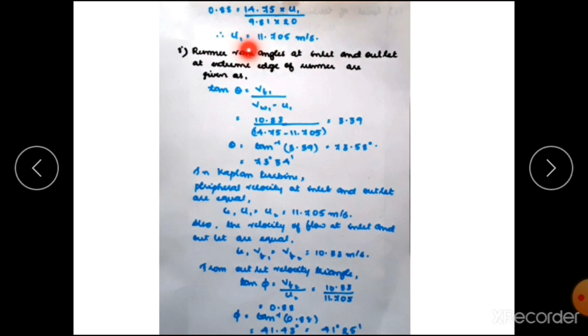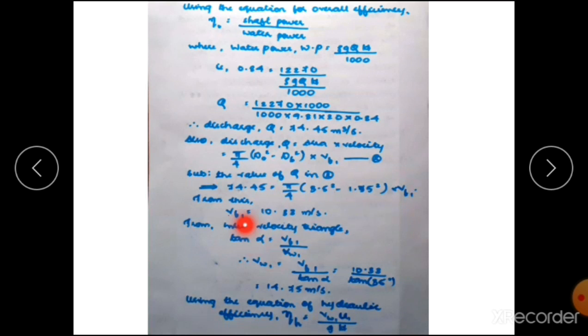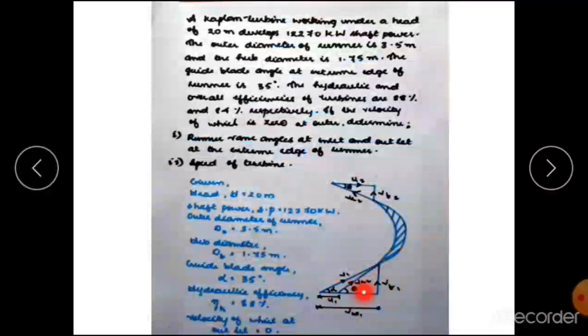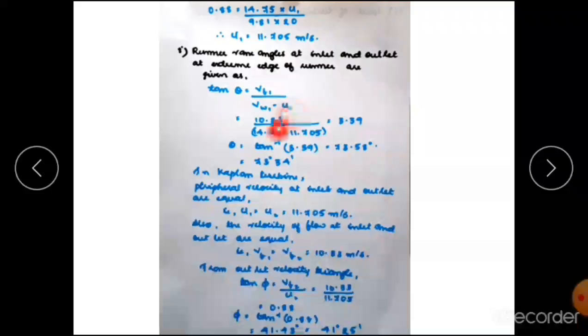By using these values, U1, Vw1 and Vf1, we can find the runner vane angles at inlet and outlet. For this, we have to consider this triangle. Here, tan theta is Vf1 divided by (Vw1 minus U1). So we substitute the values of Vf1, Vw1 and U1 as 10.33, 14.75 and 11.705. We get tan theta as 3.39. Then theta is 73.58 degree or 73 degree 34 minute.